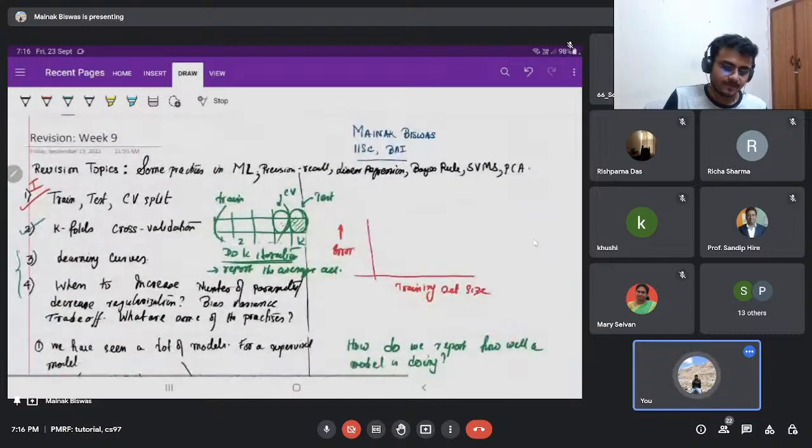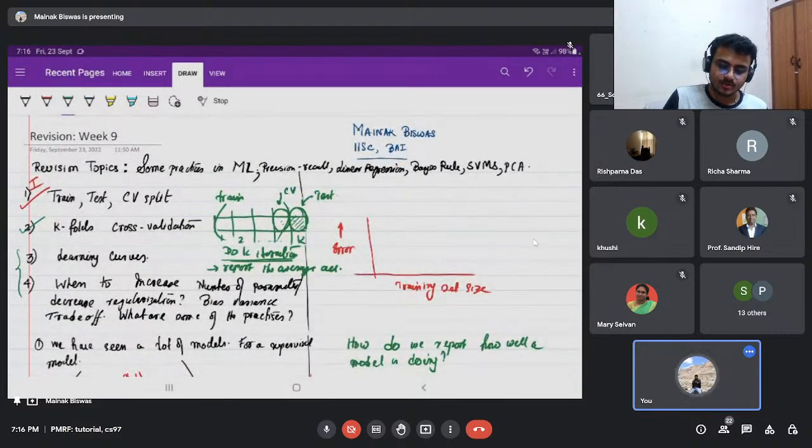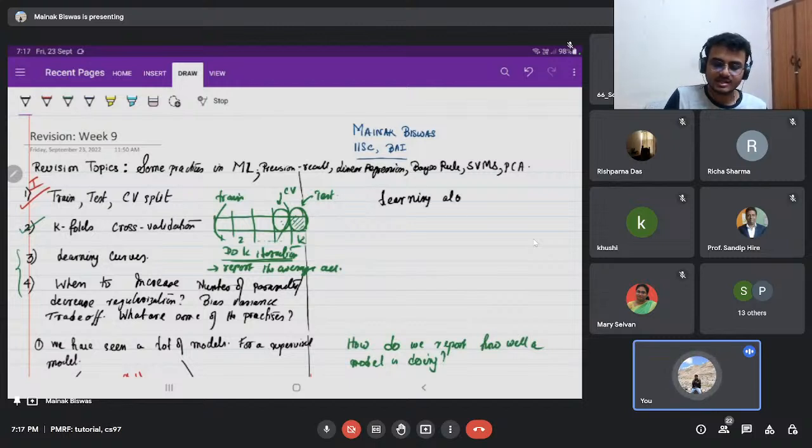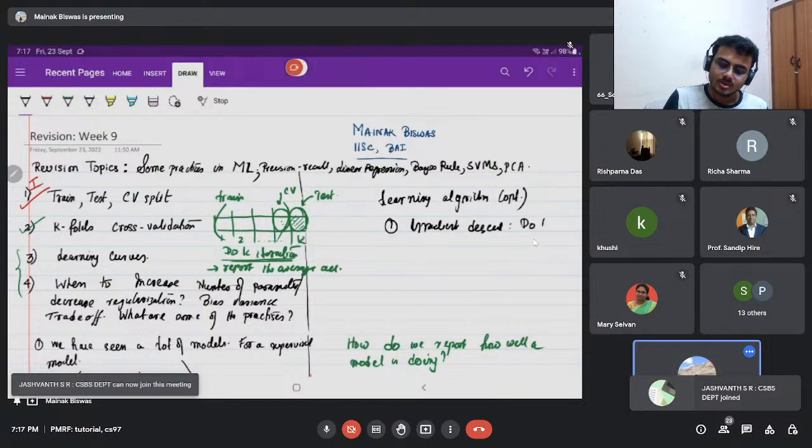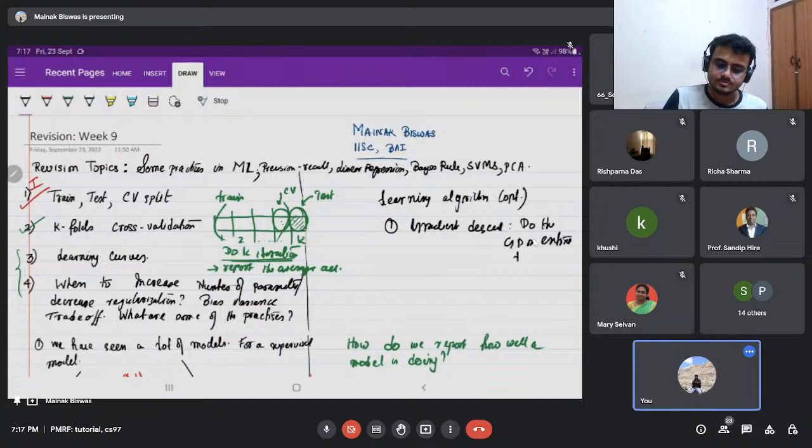The last thing is just for your understanding: there are many learning algorithms, or optimization algorithms. You can use normal gradient descent, which means doing gradient descent on the entire data set. You can use SGD, or stochastic gradient descent.